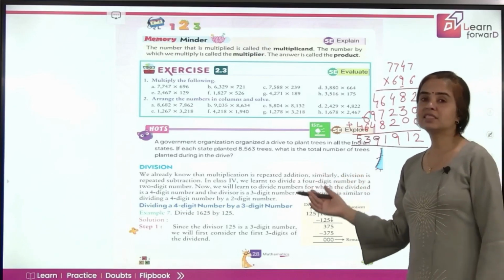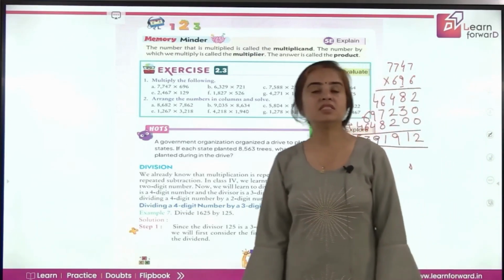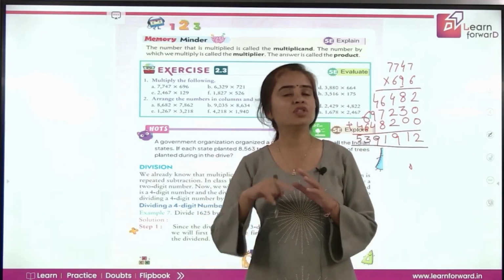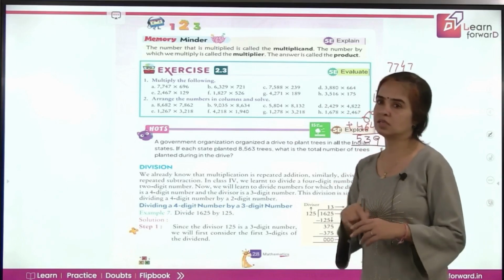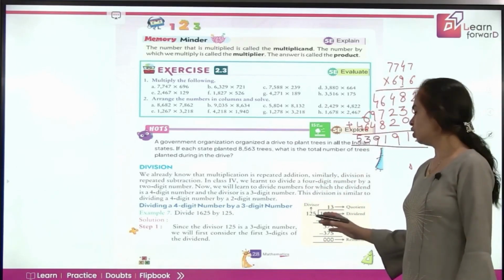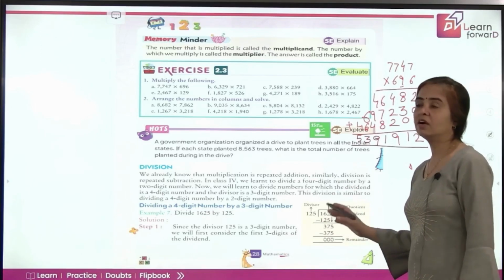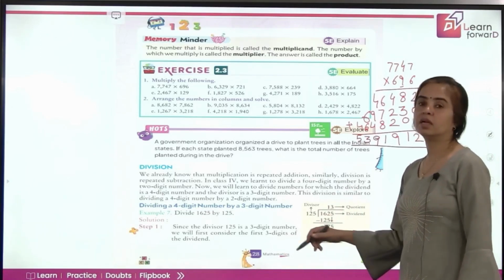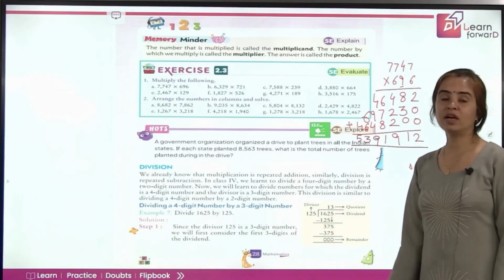Now, the next operation is division, and division means repeated subtraction. Multiplication is repeated addition and division is repeated subtraction, children. We have already learned division of a 4-digit number by a 2-digit number. Today, let's divide a 4-digit number by a 3-digit number. So, if you have 1,625, you have to divide by 125.